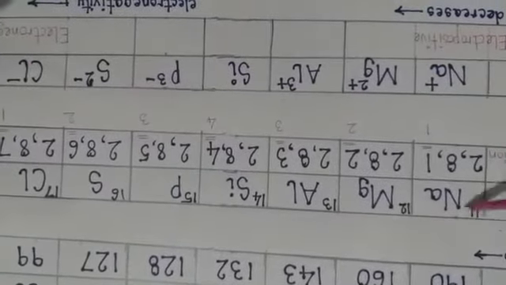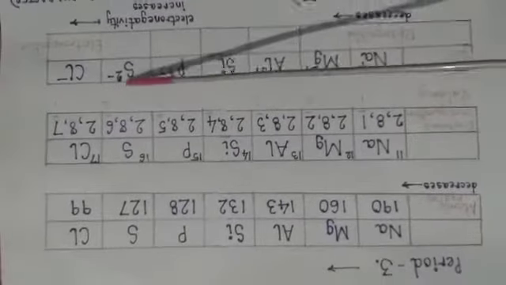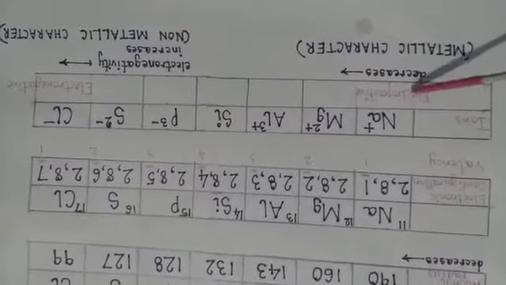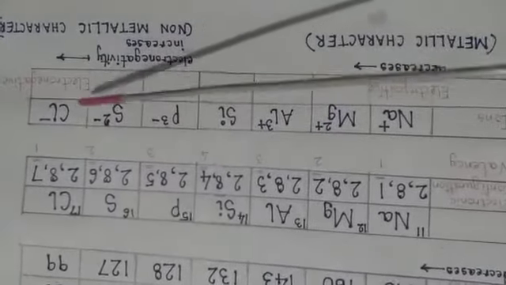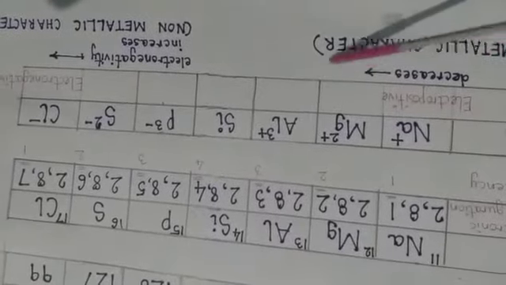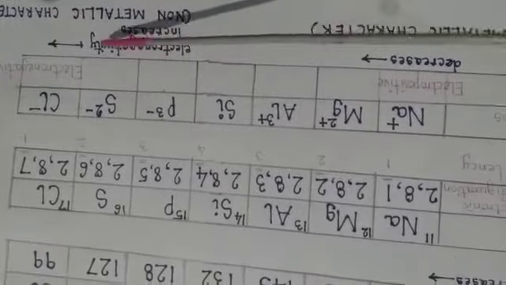So electropositivity decreases, electronegativity increases. So here it is electropositive, and here it is electronegative. Now usually metals donate electrons, so metallic character decreases and non-metallic character increases.